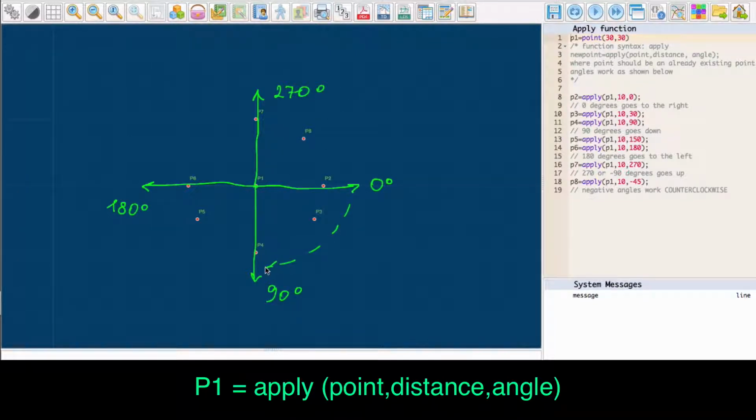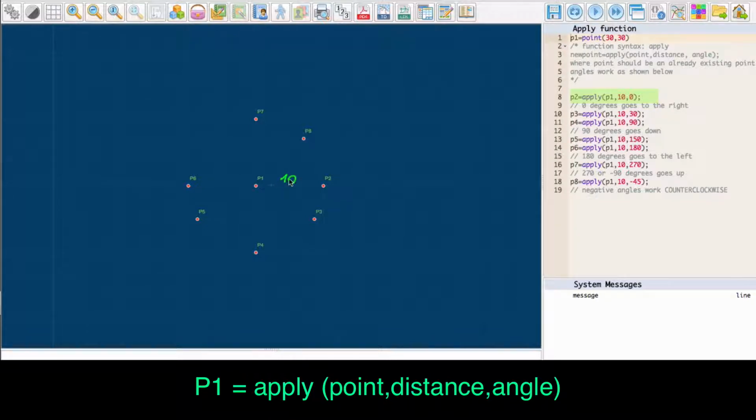In case you add one angle to another angle, you will also be moving clockwise. For example, if you add 90 degrees to 180 degrees, you will move clockwise from the left upwards. Now let us see the command that placed point P2. The code says to apply 10 centimeters at 0 degrees from point P1.